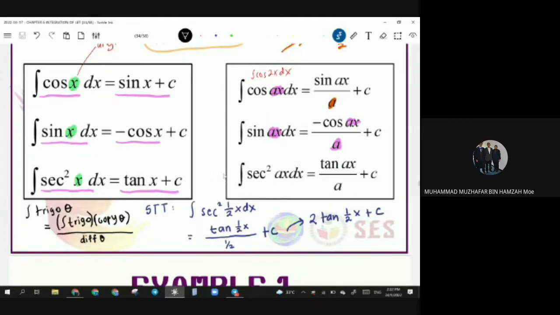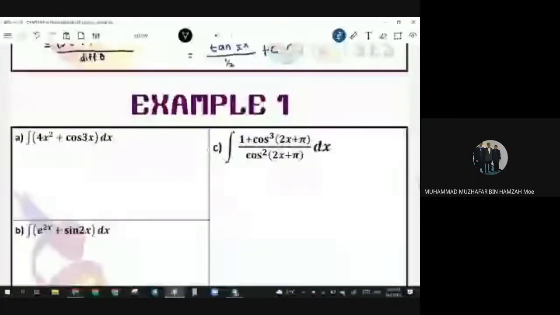Alright, okay, so thank you for your responses for the STT, soalan tiba-tiba. Hopefully we can do this a little bit more in the future. So let's proceed to the example.